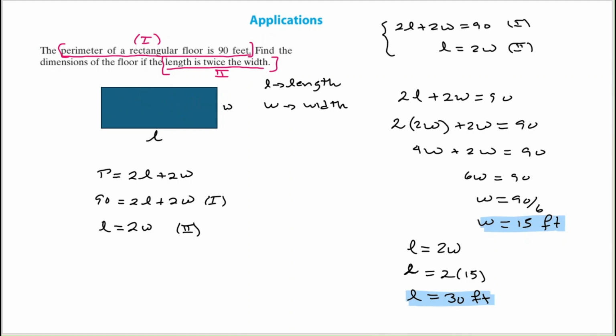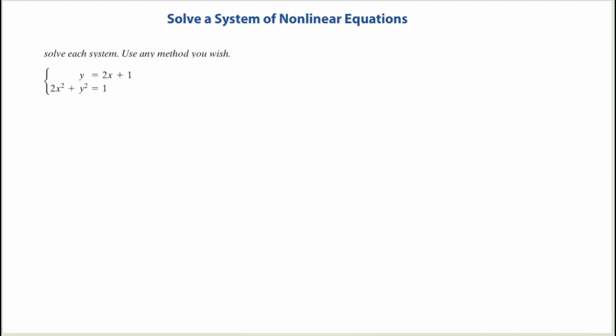The next exercise that I want to explain is a system of nonlinear equations. So we have two equations now here, but one of the equations is a nonlinear equation. In this case, the second equation. The first equation, y equals 2x plus 1, is a linear equation. The second equation, 2x squared plus y squared equals 1, is a nonlinear equation.